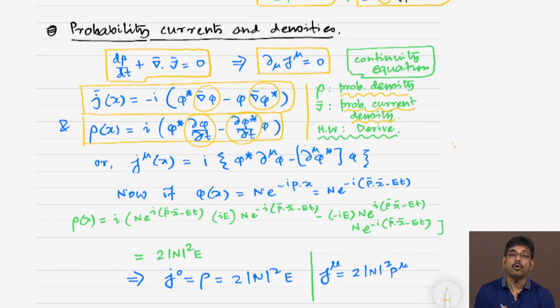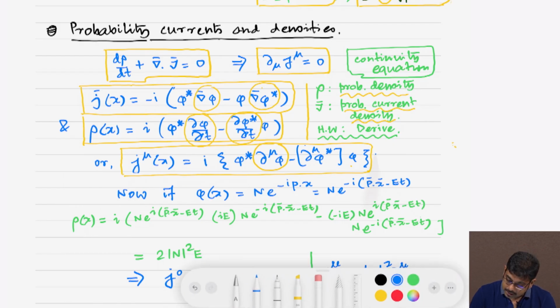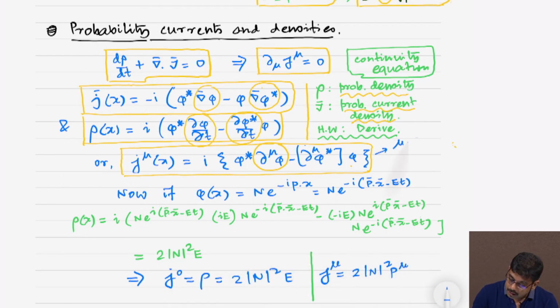I can construct a 4 probability current density, let us say in that way, which is j mu x, which can be defined as I phi star del mu phi minus del mu phi star into phi, following what we had. And when mu is equal to 0, this is going to give you rho. When mu is equal to 1, 2 or 3, this is going to give you the j vector.